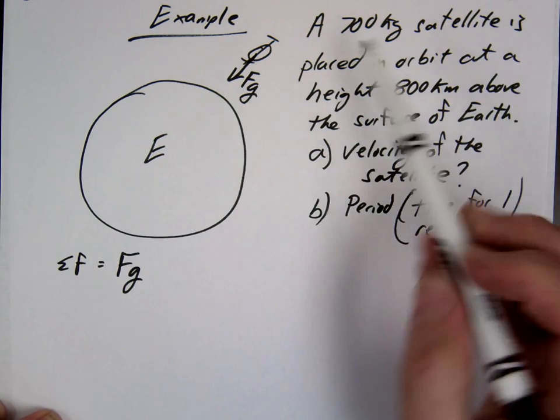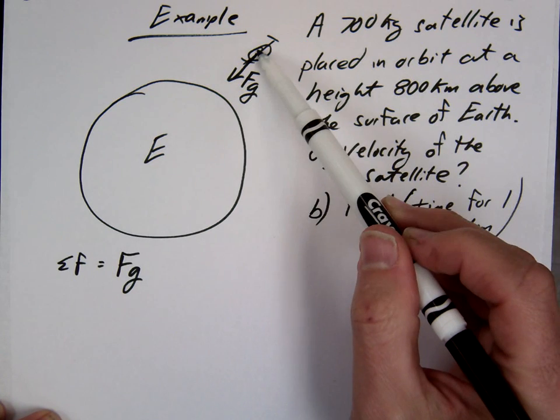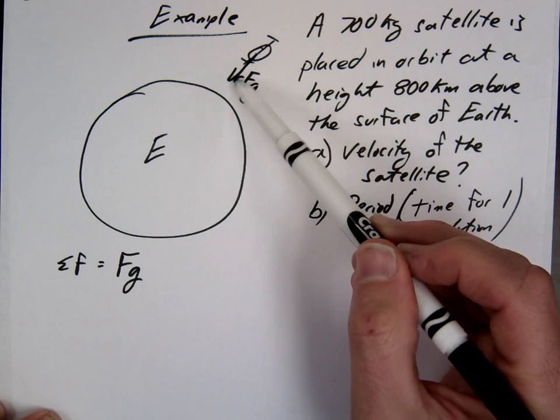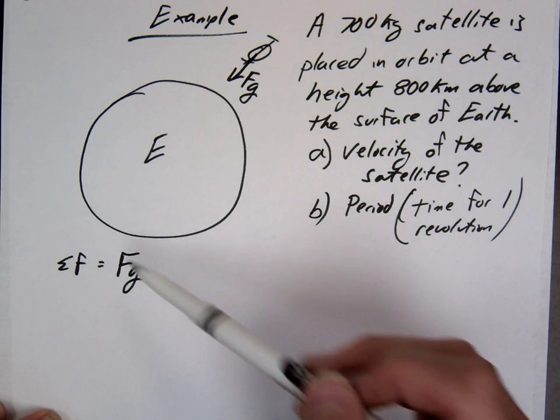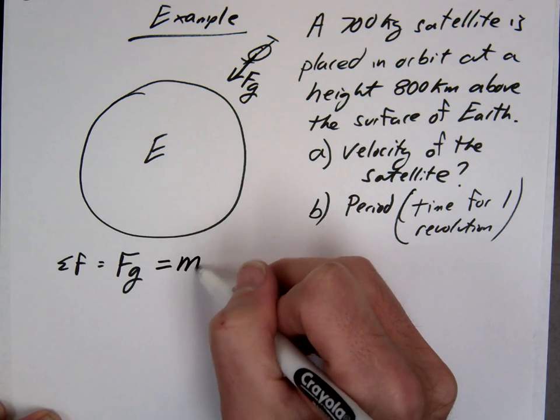Okay, so here's our satellite. It's going in orbit. We want to know what the velocity is. So we only have one force, that's the force of gravity. That's what keeps us in the circle. Right? So we're going to set this equal to ma.